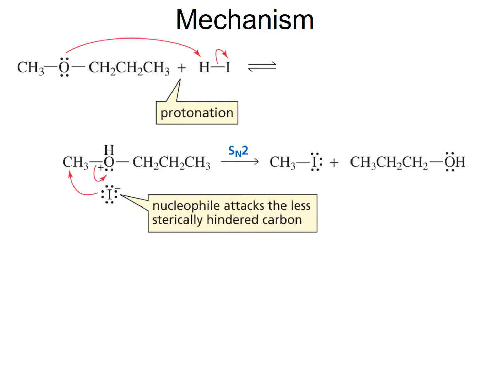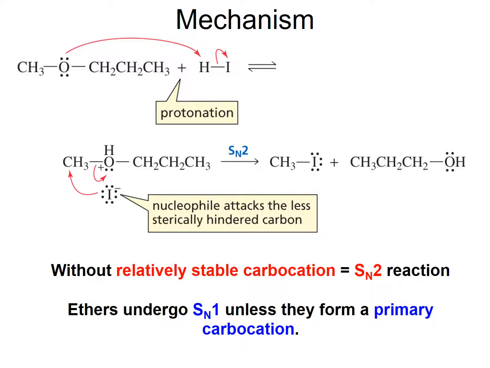Again, with ethers, make sure you're counting both pieces. So here I have my methyl group with an iodine on it, and my other piece was my original longer chain from my starting material. Here it is propanol. So if you cannot make a stable carbocation, it's going to be SN2. Remember where your iodine will go. It will add to the smaller carbon piece of your ether. And if it is not a primary, meaning if you have a tertiary or secondary, you will be able to undergo an SN1 mechanism.